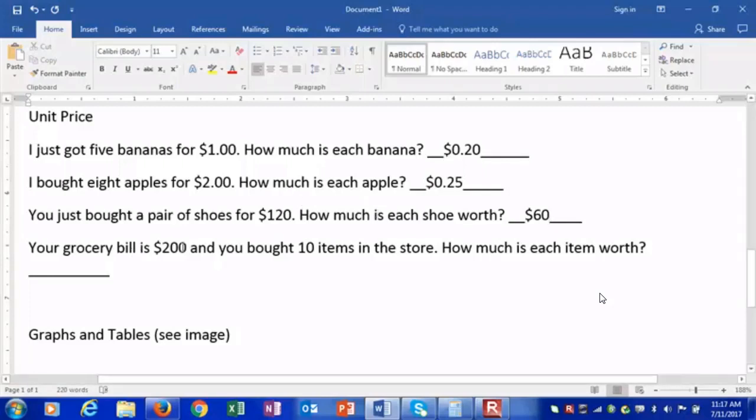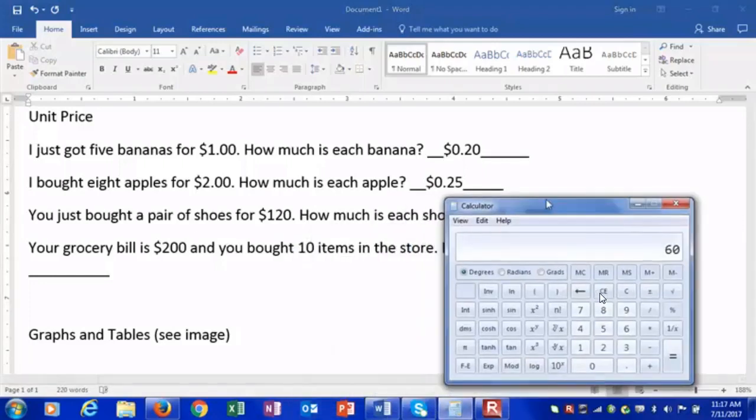All right, your grocery bill is $200. Many of us are experiencing the increase in grocery bills wherever we buy our groceries. Why? Because the market is going up for groceries, so therefore we pay more for our groceries. So your grocery bill is $200 and you bought 10 items in the store. How much is each item worth? Remember, your grocery bill is $200. The assumption is that it includes tax. But you bought 10 items in the store. How much is each item worth?